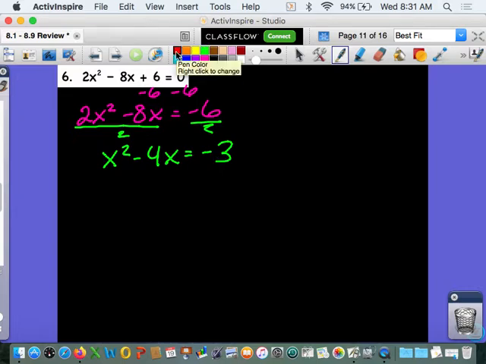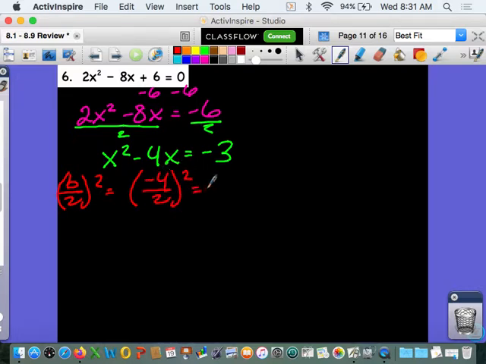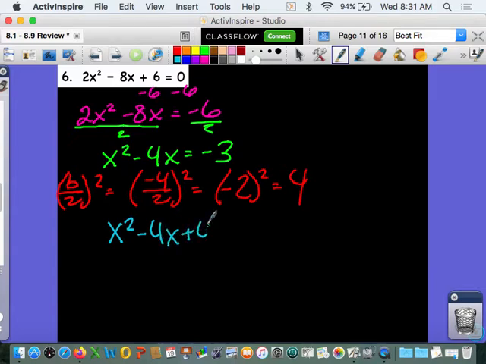Take your b over 2 squared. My b value is negative 4 over 2 squared. Gives me negative 2 squared, which is 4. With that 4, what do I do next? Add it to both sides. So x squared minus 4x plus 4 equals negative 3 plus 4. Then what do I do?